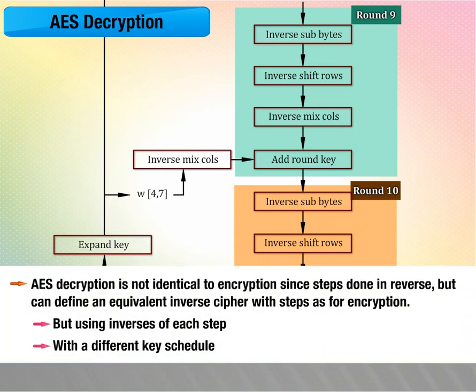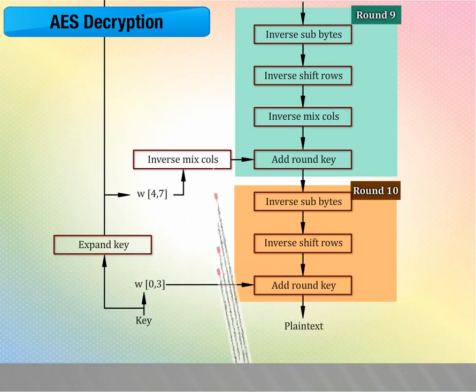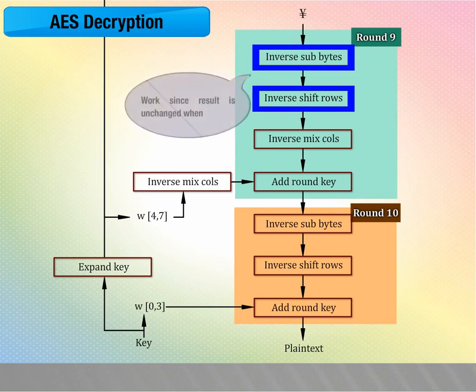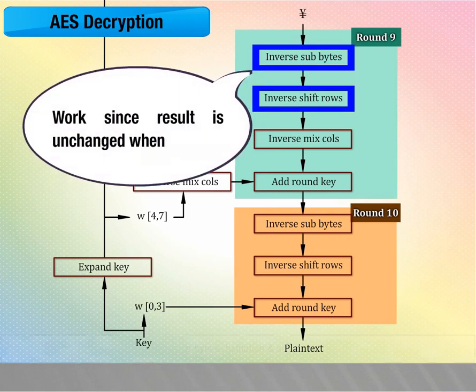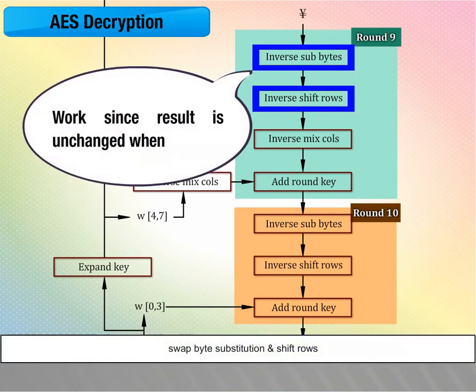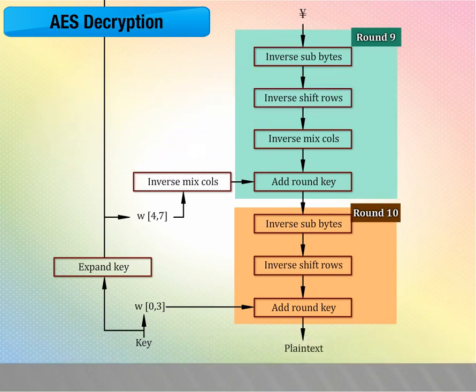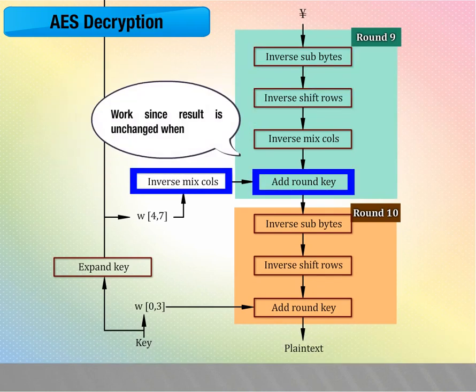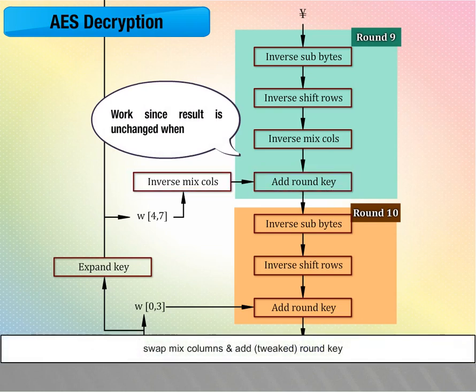AES decryption is not identical to encryption since steps are done in reverse, but we can define an equivalent inverse cipher with steps as for encryption, but using inverses of each step with a different key schedule. Swap byte substitution and shift rows: works since the result is unchanged. Swap mixed columns and add round key, that is, tweak the round.